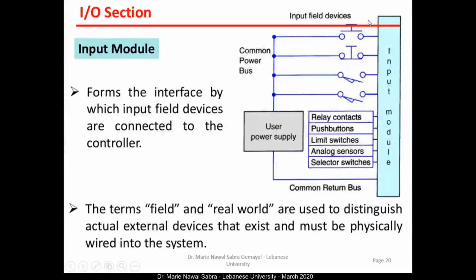We have different sensors or inputs that could be switches. This is a normally closed switch. This is a normally open switch. We have other sensors that could be input to the PLC. So we have relay contacts, push buttons, analog sensors, digital sensors, of course, limit switches, and we could have selector switches as well.